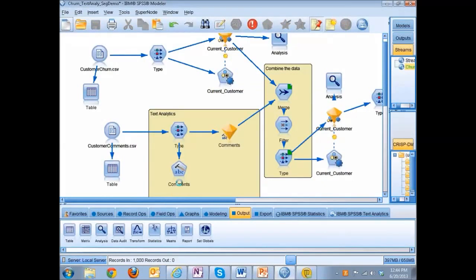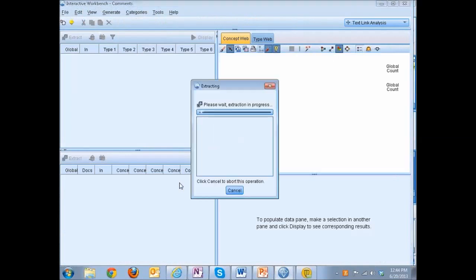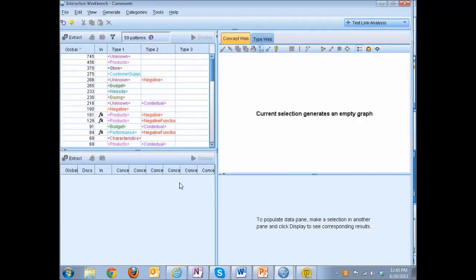And I'm going to take you through pieces of this so that you can get to see, at least in structure, how text analytics builds the categories that we need to extract the information from the comments that we can feed into our model. So it's doing its analysis for now, the text link analysis. It'll come up in a second, and then I'm going to show you a few screens.